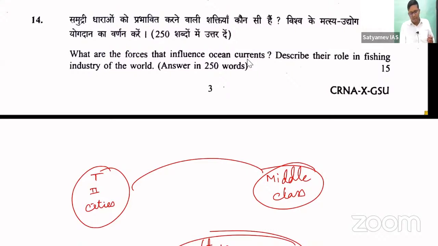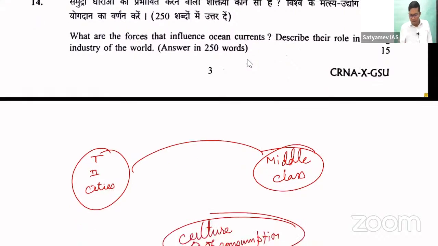Pressure gradient force indicates the flow of water from the high pressure zone to the low pressure zone. The Coriolis force indicates the creation of gyres in a particular fashion. In the North Atlantic region, which kind of gyre will it have? Clockwise. So that clockwise gyre is also because of Coriolis force.